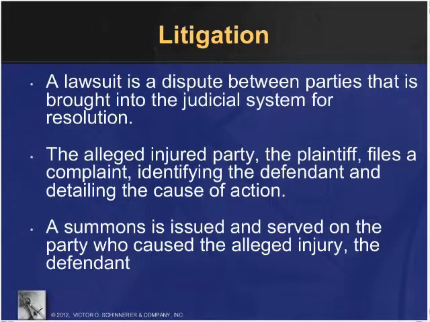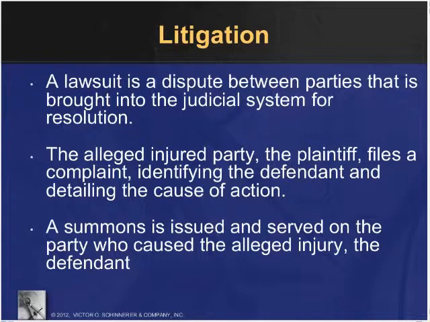And what happens in a lawsuit is the alleged injured party, known as the plaintiff, files a complaint. And in that complaint, they have to state allegations with particular facts. They also have to identify the defendant, and they should also be detailing the cause of action as to what it is that the defendant, the person who caused them harm, did or did not do that caused them harm.